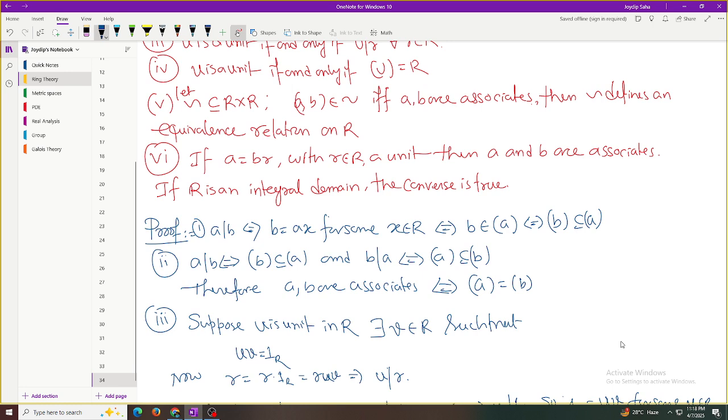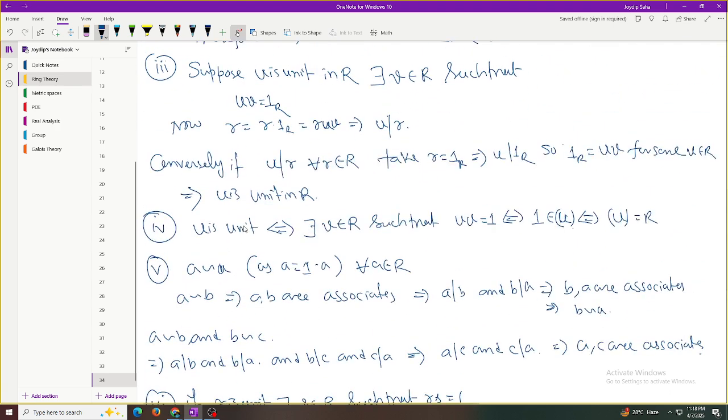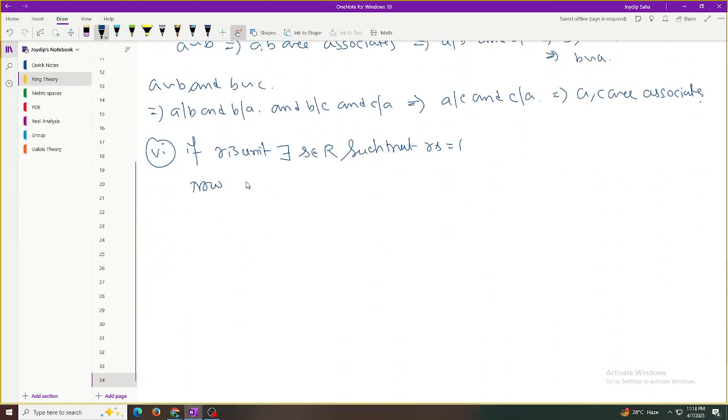If a equals br with r a unit, then a, b are associate. If r is a unit, there exists s belongs to R such that rs equals 1. Now a equals br, this implies b divides a. Again, as equals brs equals b. This implies a divides b. a, b are associate.